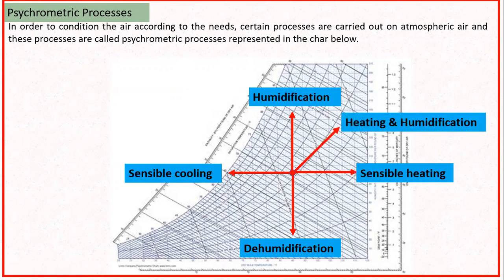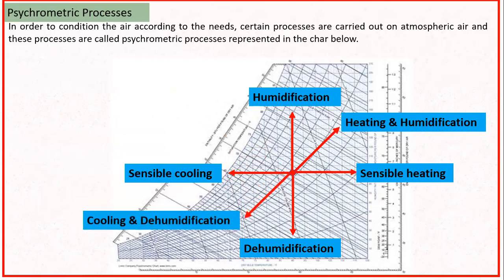The next is heating and humidification. This is used normally in winter air conditioning systems, where during the winter season the temperature will be very low, especially in regions like Rajasthan, somewhere around 2 degrees, 1 degree, etc. And also the weather conditions will be dry since it is a desert region. So in such cases, we need to heat initially and then also humidify for required comfort.